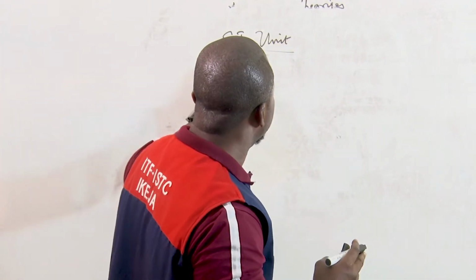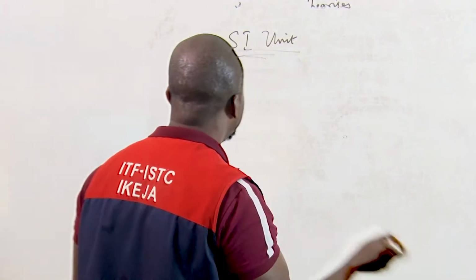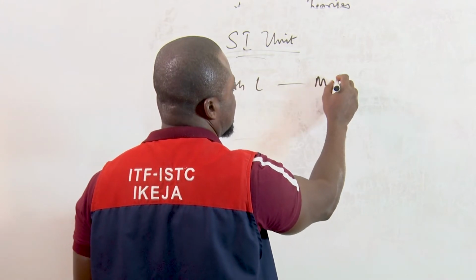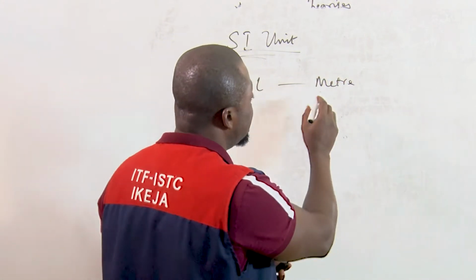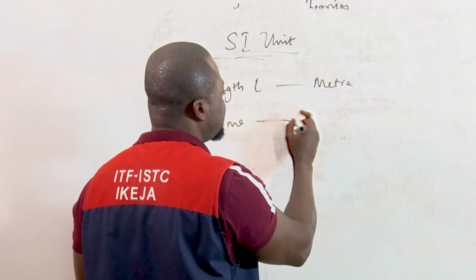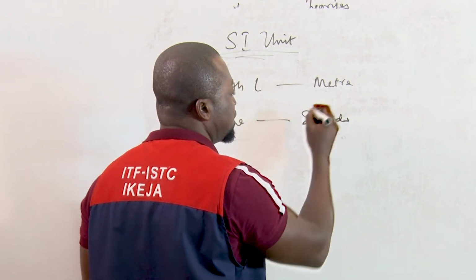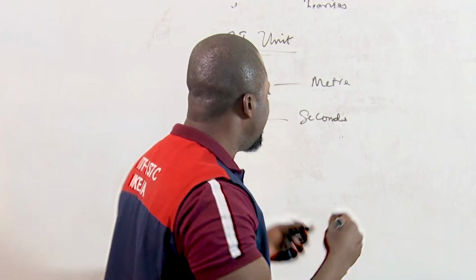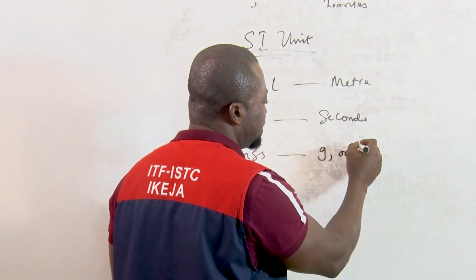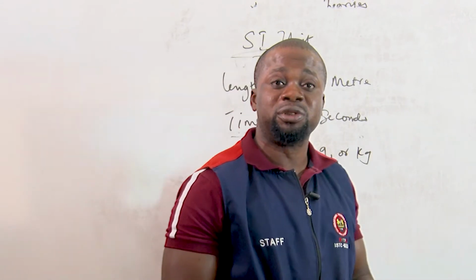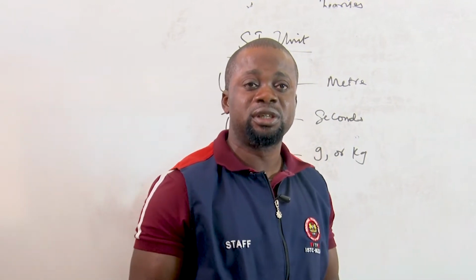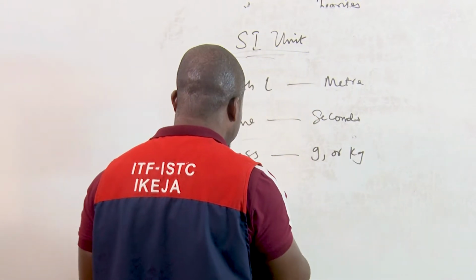The SI has some basic units, like length in meters. These are basic units. You can talk about time, measured in seconds. You can talk about mass in gram or kilogram. We can also have some derived SI units, like velocity, which is a derived SI unit.